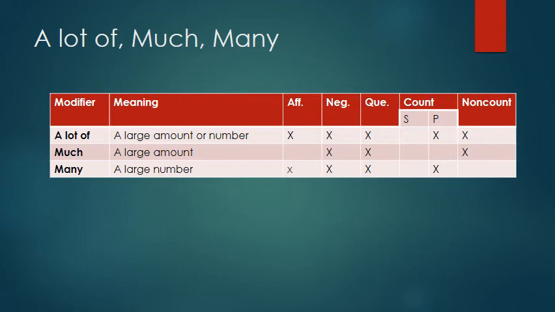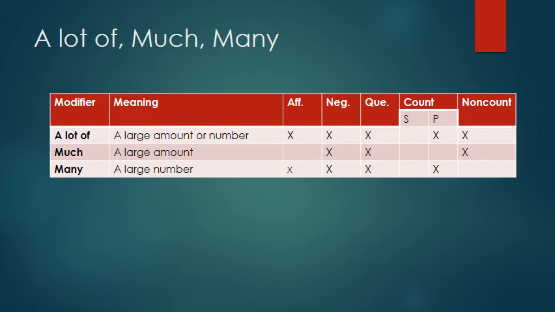Well, let's look at much and many and see how they're different. So much means a large amount, and it can only be used in negatives and questions with non-count nouns. And many is a large number, and it can be used in affirmatives, negatives, and questions, but only with plural count nouns. So it's easy to see the difference between much and many. Much is used with non-count, and many is used with count.